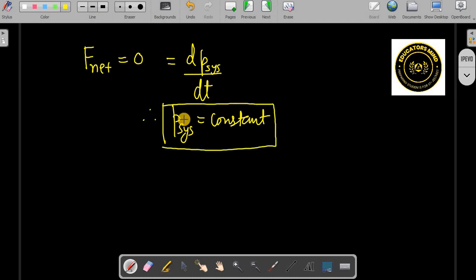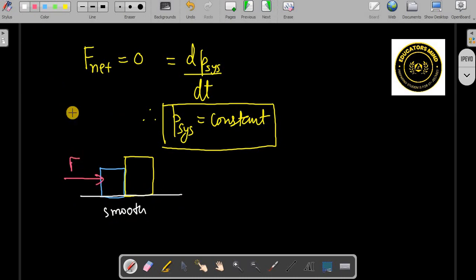There are many examples where this is considered. Suppose there are two bodies which are interacting. This is one body, and this is another body. Ground is also there, but this is a smooth surface. Now suppose you are applying a force F. There is a normal force. Let's say this is the first body and this is the second body. The second will apply some normal to the first, and the first will also apply normal to the second.